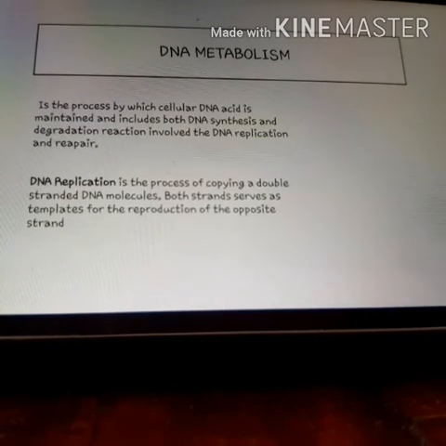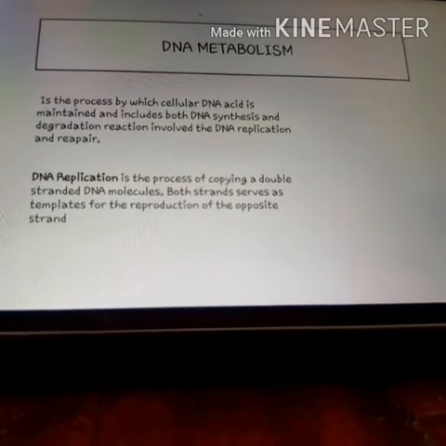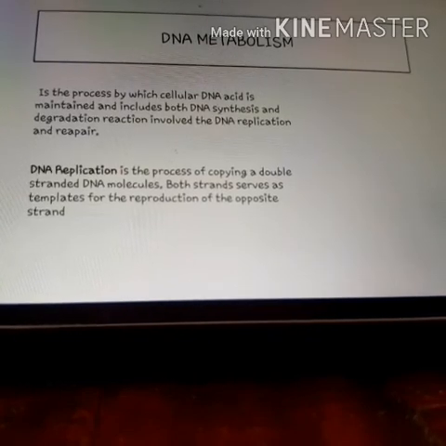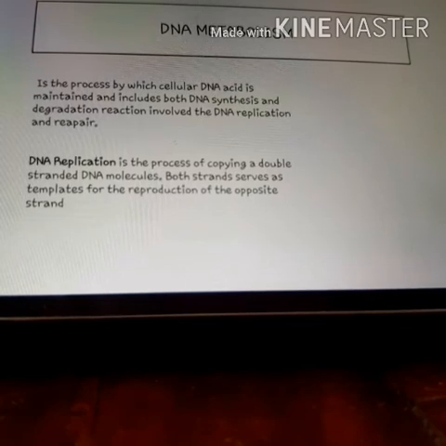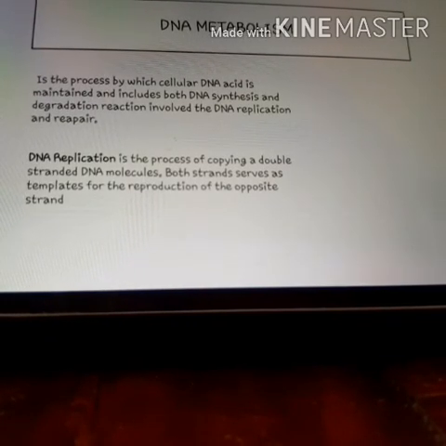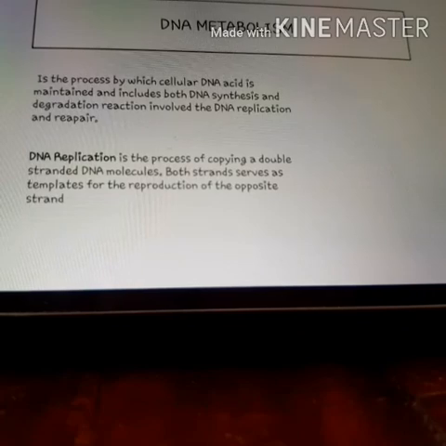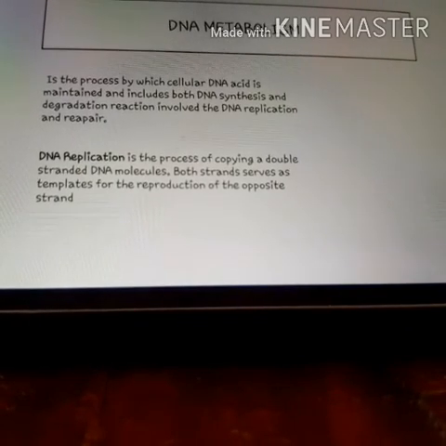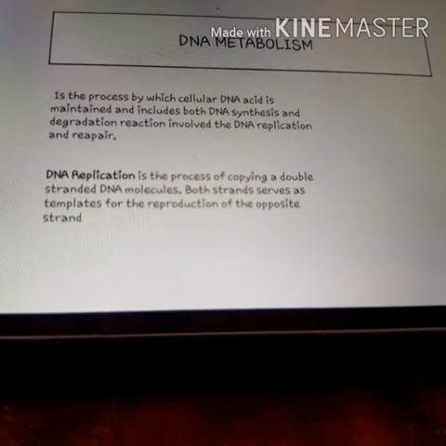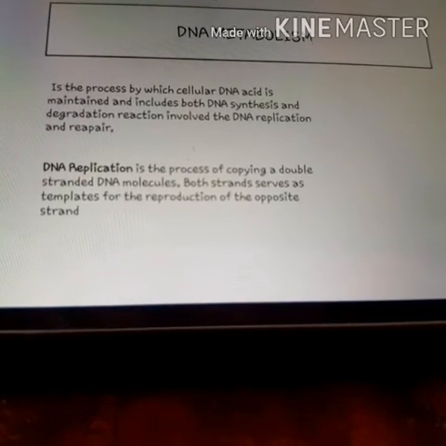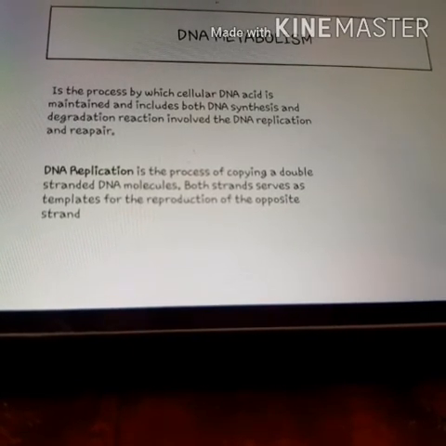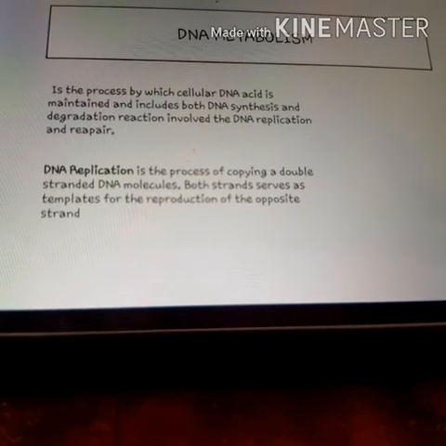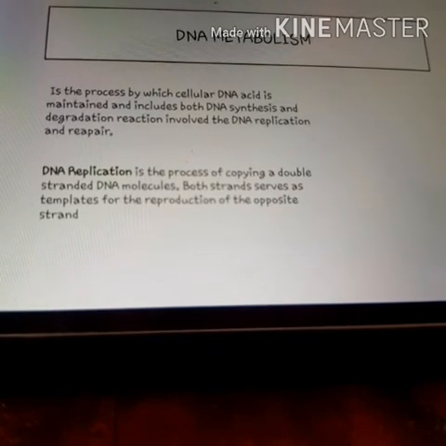We will now move to DNA metabolism. It is the process by which cellular DNA is maintained and includes both DNA synthesis and degradation reactions involved in DNA replication and repair. Under DNA metabolism, we have DNA replication, which is the process of copying a double-stranded DNA molecule. Both strands serve as templates for the reproduction of the opposite strand.